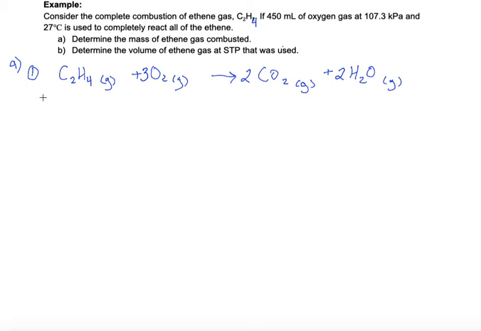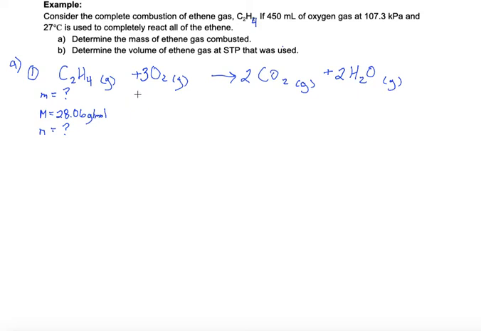Now I'm just going to write down some information that I need to find and that I have in the question. So I'm looking for this mass of ethene gas. I know the molar mass of my ethene gas is 28.06 grams per mole. And that comes from my periodic table. And the moles, I don't know. We're going to have to find that.